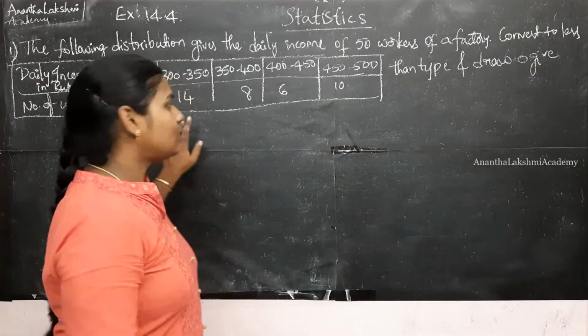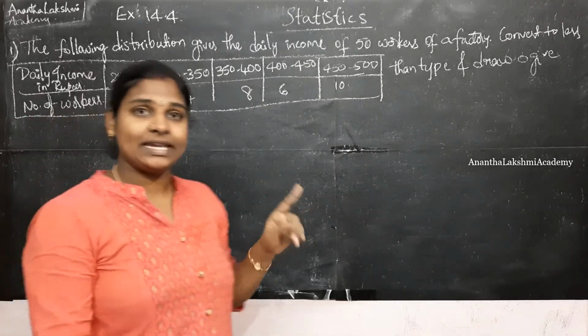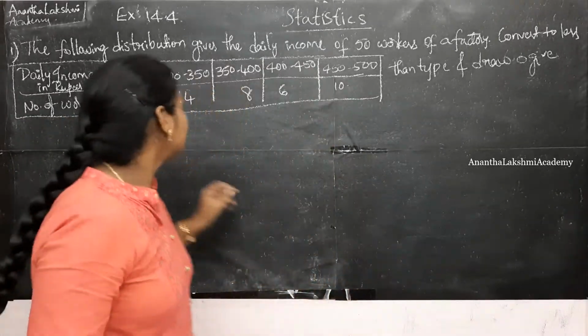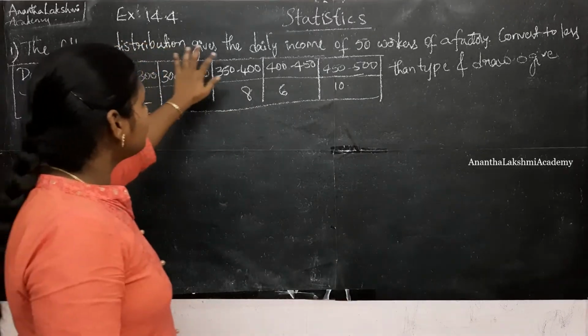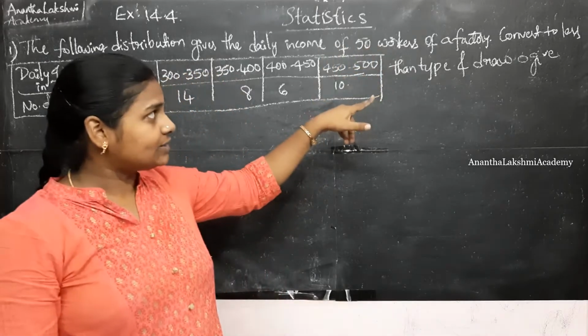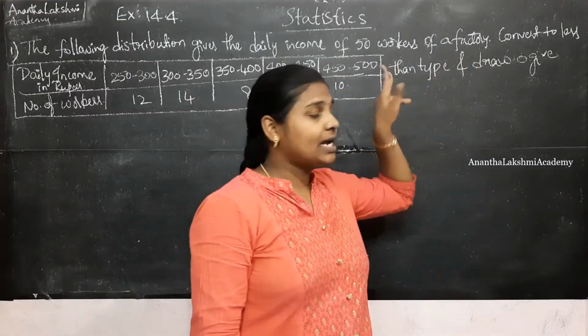All right, so I'm going to solve the very first problem in exercise 14.4. Let me read out the problem for you guys. Here it says the following distribution gives the daily income of 50 workers of a factory. Convert to less than type and draw ogive.